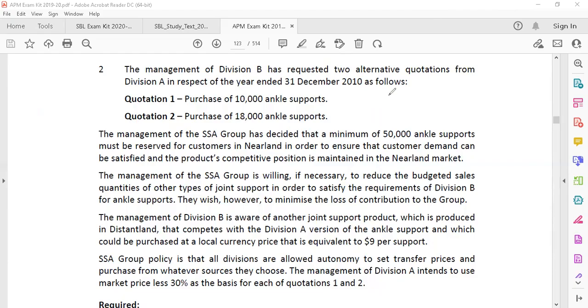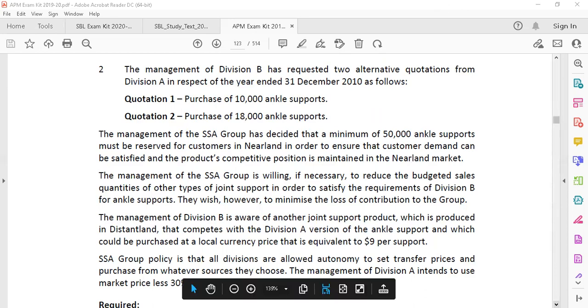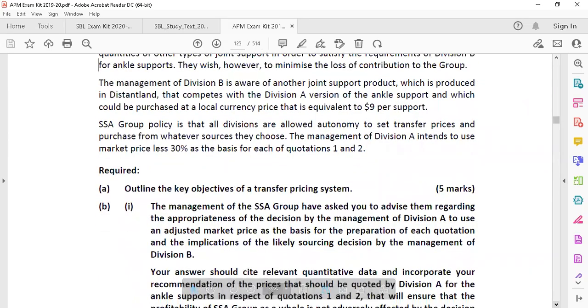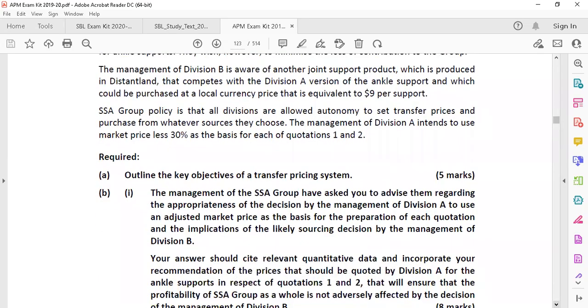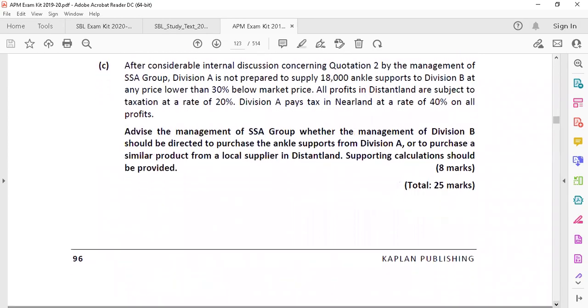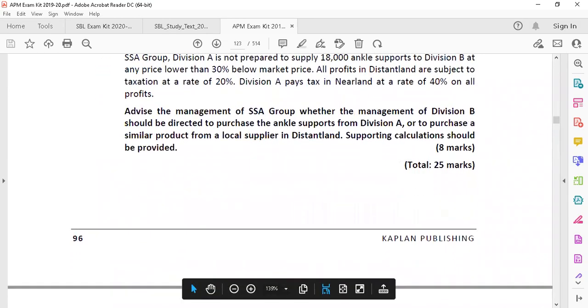The management of Division A intends to use market price less 30% as the basis for each of the quotations 1 and 2. So then the requirements are given. We need to read through the requirements and then take up what has to be done. So we'll put this in an Excel sheet and take up the solution.